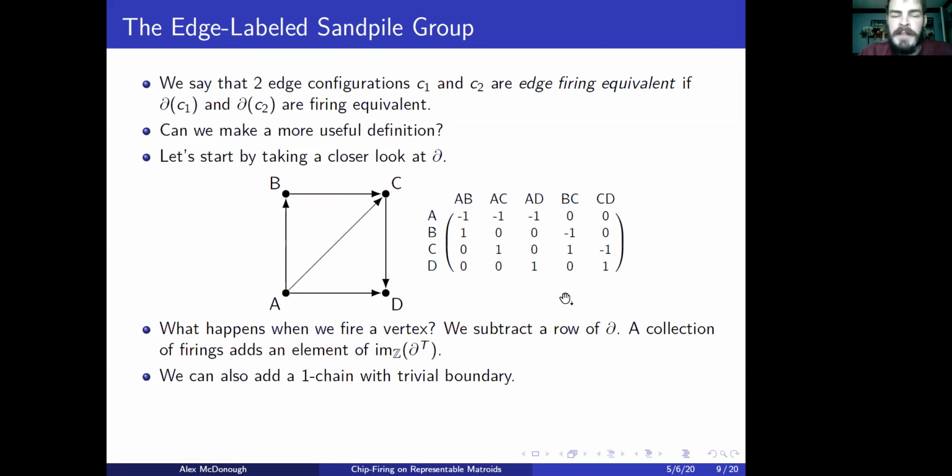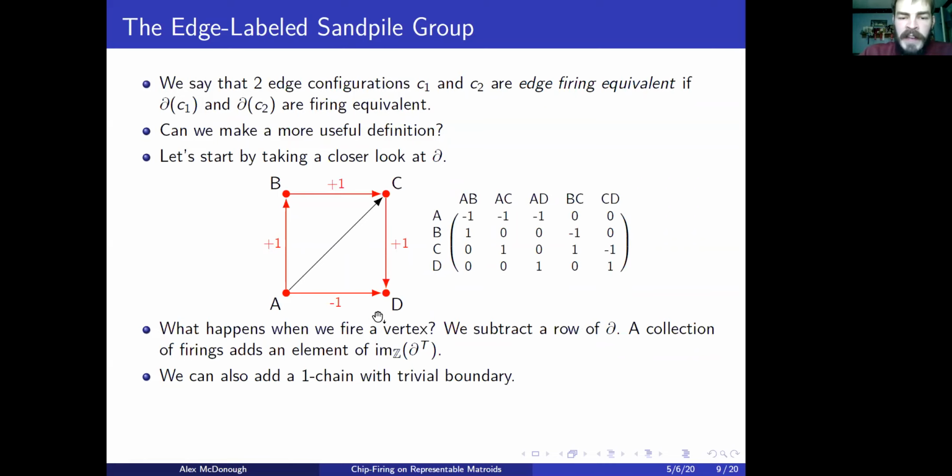But there's a new type of firing that we get that we didn't have before, which is we can add a 1 chain whose boundary is trivial. So for example, if we add this 1 chain, it's sort of like having a truck that's going all the way around. This isn't going to change the boundary at all. So in particular, it's not going to change the edge firing equivalence class. So what do these correspond to?